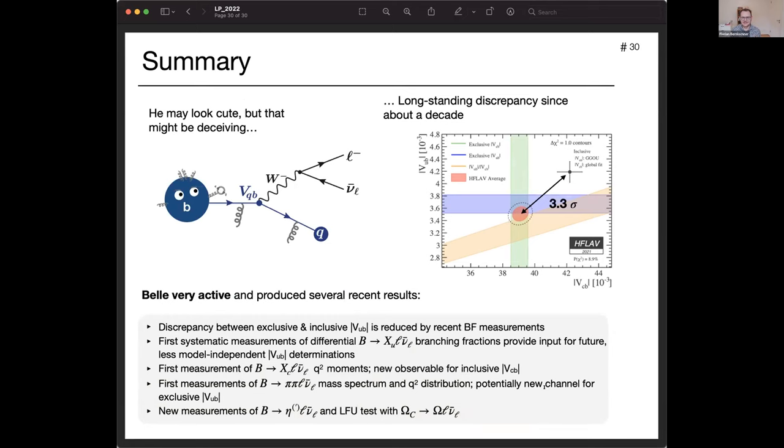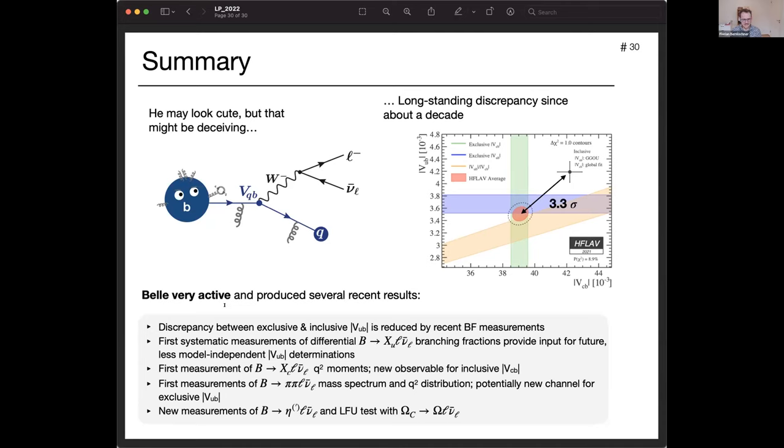Semileptonic B decays are cute, but might be deceiving because they have given us, for quite a long time, quite some headaches in terms of measuring Vub and Vcb. There has been a long-standing tension, which is currently about 3.3 sigma between those two values, which impedes our capabilities to do unitarity triangle tests. So Belle has been very active, and I showed you six results.